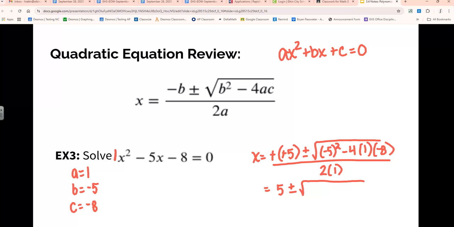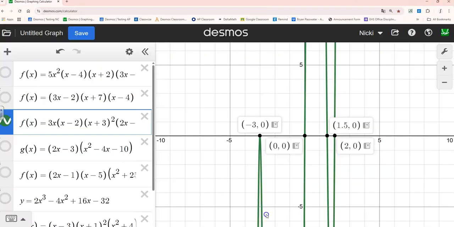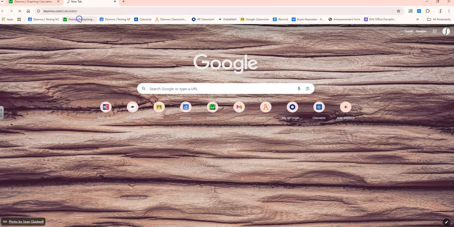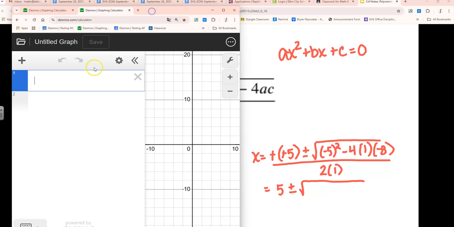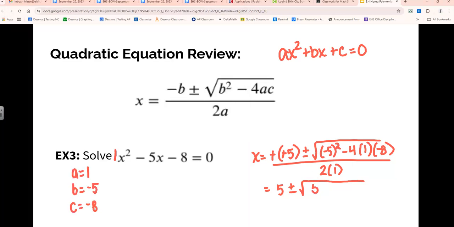We could use Desmos for that. So for that, we would be doing negative 5. Make sure you've got parentheses there. Minus 4 times 1 times negative 8. That's going to give us 57. So we've got 5 plus or minus the square root of 57 all over 2. Sometimes that root right there will break down. I don't believe it does for this problem. So they'll usually leave the answer like this.